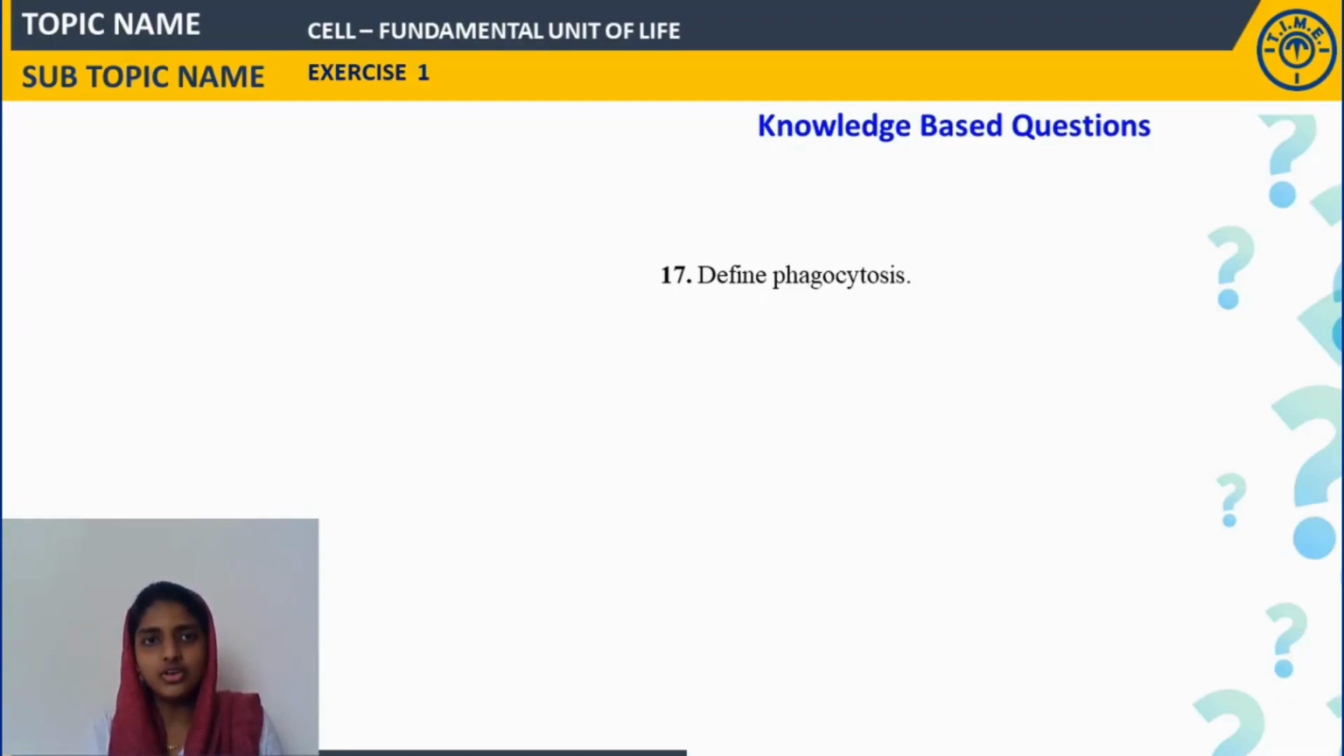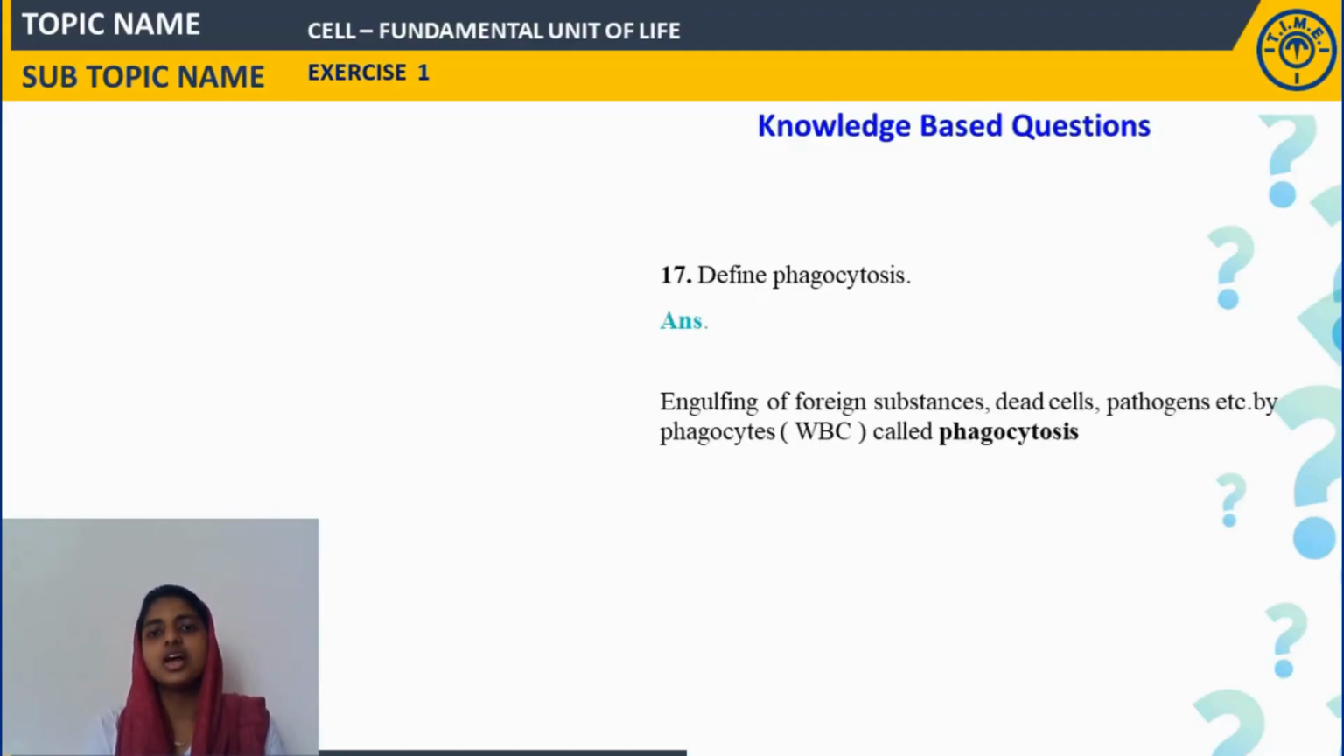Now, phagocytosis is a kind of endocytosis. In case of phagocytosis, foreign particles like bacteria enter the cell. So, phagocytosis is a process in which foreign substances like bacteria, virus, etc. enter the cell by engulfing. So, that is what we call phagocytosis. Okay, so the answer is engulfing of foreign substances, dead cells and pathogens by phagocytes or WBC. WBC is a kind of cell. So, engulfing foreign substances, dead cells and pathogens, etc. by phagocytes or by WBC is what we call phagocytosis.